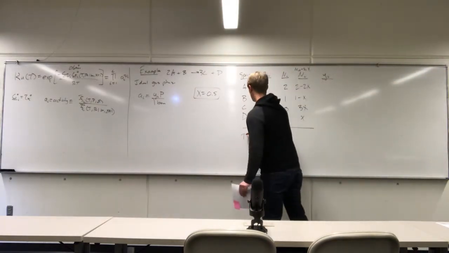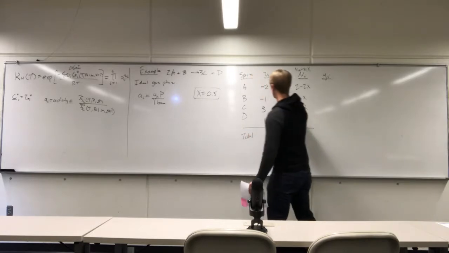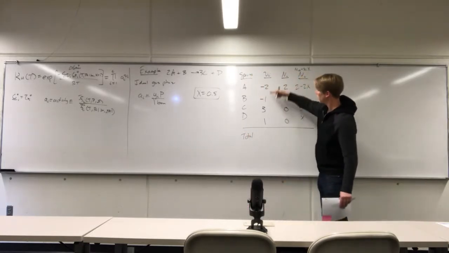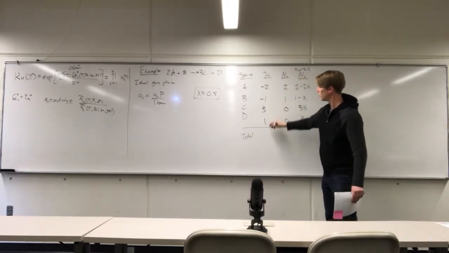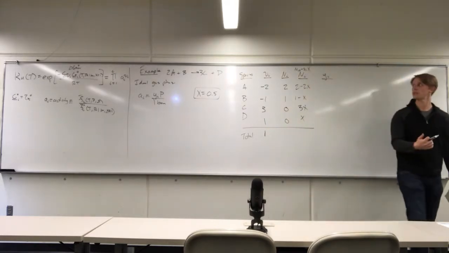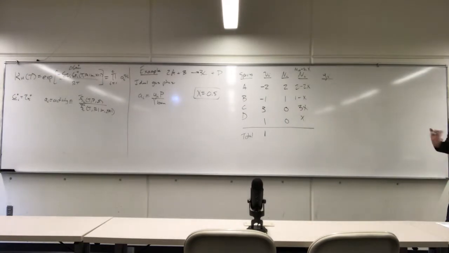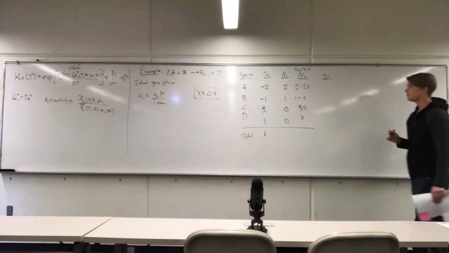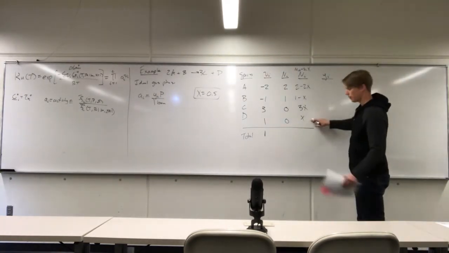Now in this case here, we'll have the total. In this case, we see that we have 2, 1, 3, 1. That means we have a positive 1 summation of the stoichiometric coefficients. That means as the reaction progresses, we're creating more moles. Now we add all of these up.